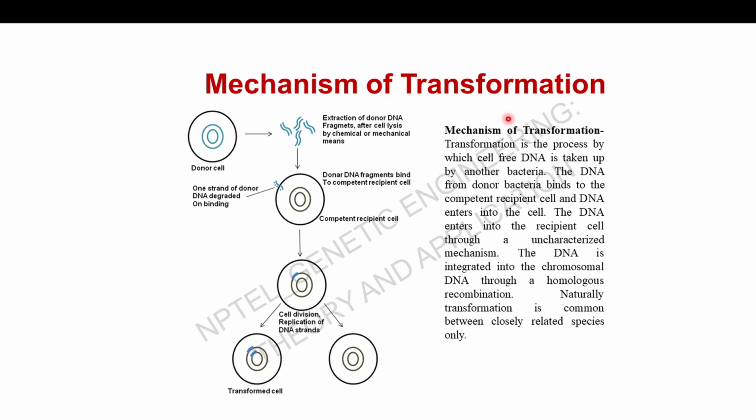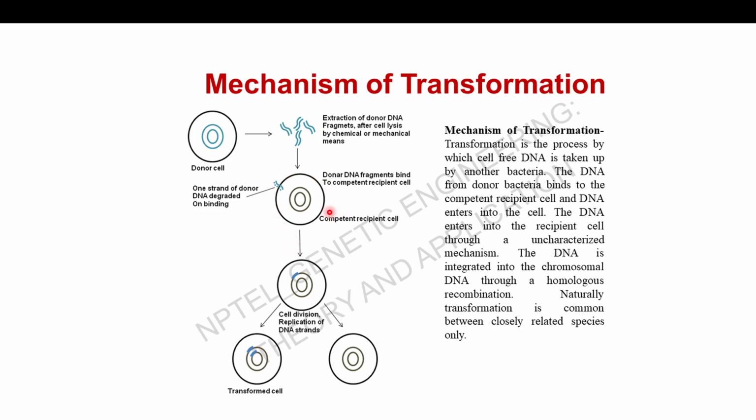So, mechanism of transformation, this is from the lecture slide only. Transformation is the process by which cell-free DNA or any kind of foreign DNA is taken up by another cell. It can be a bacterium, a plant, a human cell line, any kind of cell. So here the donor cell is there. If this is the gene of our interest that we want to introduce into the host cell, you first have to extract the DNA from the donor cell. Again, you have to lyse the cells and then take the DNA out.